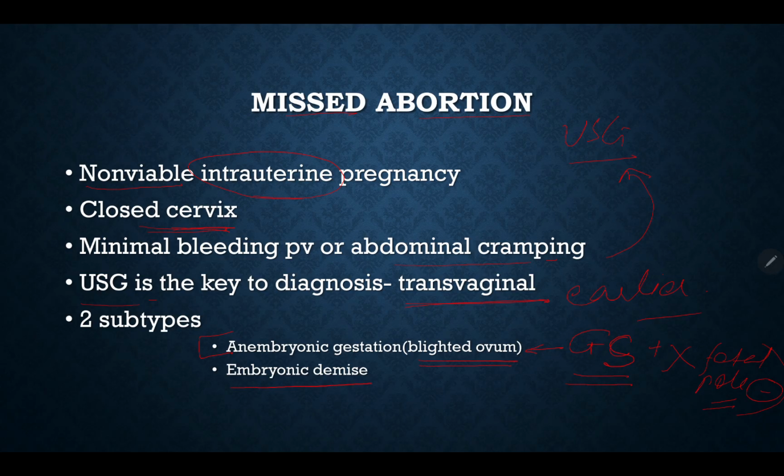And in embryonic demise, the name itself says that the gestational sac is present, the fetal pole is present, but cardiac activity is absent. So, at what dimension of gestational sac or length of fetal pole will you be able to see this cardiac activity, and if you are not seeing it at what dimensions, then you will announce it as embryonic demise. This we are going to see in coming slides in detail.